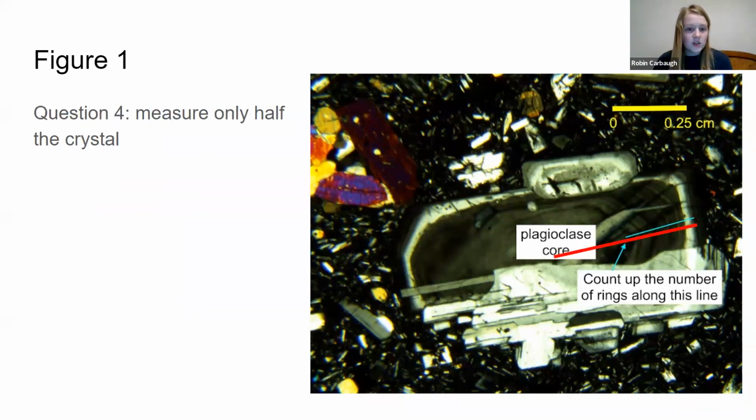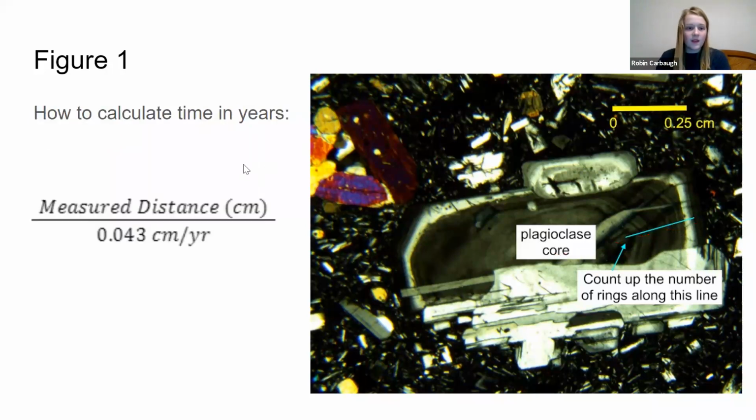And then question 4 is going to have you measure half of the crystal because we're trying to get at how long it took this crystal to form, and it's forming the same on both sides. So in theory, we can just measure half of it and get at that answer. So just measure from the center over to the edge. And then we have a scale bar here in centimeters. So your answer should be in centimeters. And then we can use what you measure there to get how long it took that crystal to form. And you would take that measured distance in centimeters and divide it by 0.043 centimeters per year. This number is a constant that we get in how long it takes this plagioclase crystal to form.